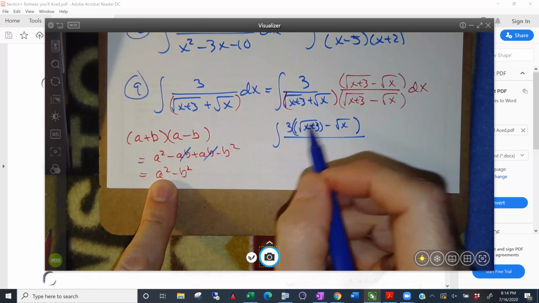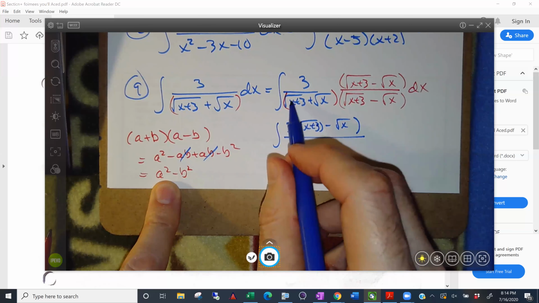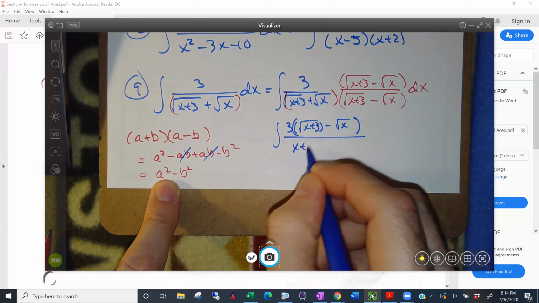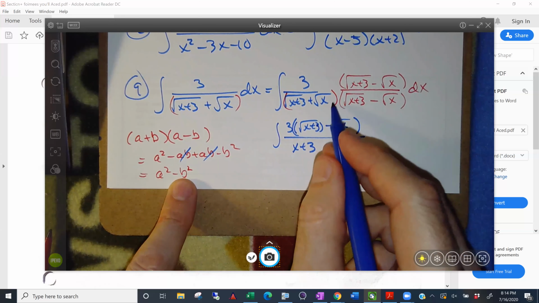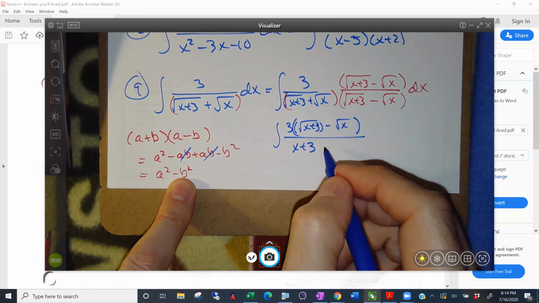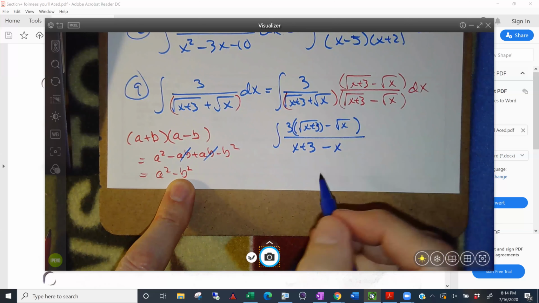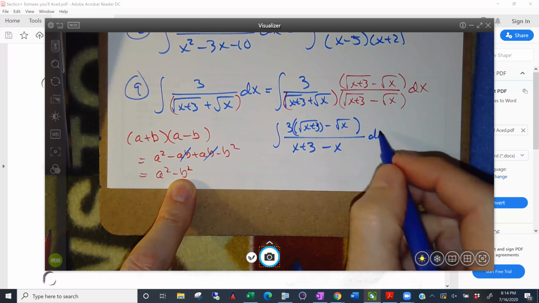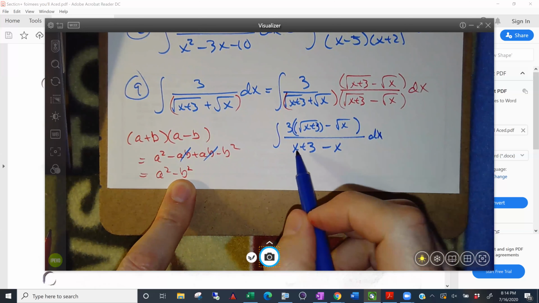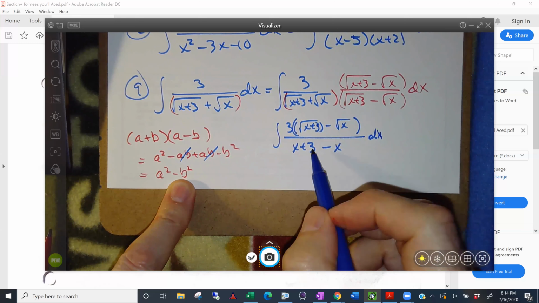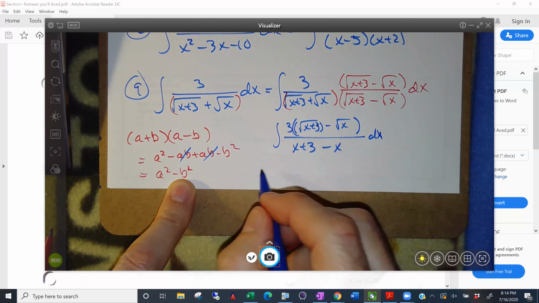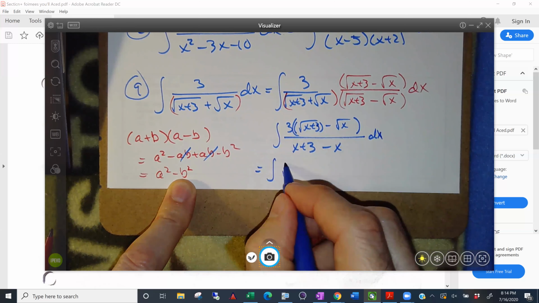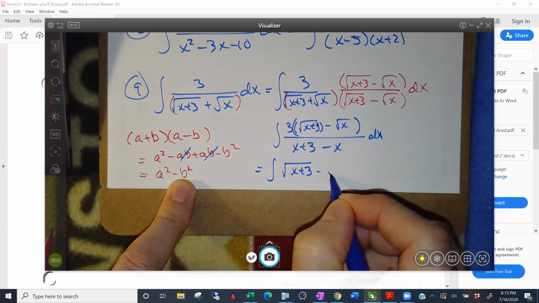In the denominator, let's just jump to the happy ending. It's going to be a squared. What do I get when I square that? x plus 3. What do I get when I square b? b is the square root of x. Just x. And if you notice, x minus x cancels. And in fact, the 3 here in the denominator will then be free to cancel with this thing up here. So what you're left with is the square root of x plus 3 minus the square root of x dx.